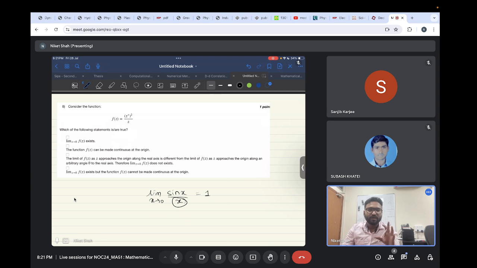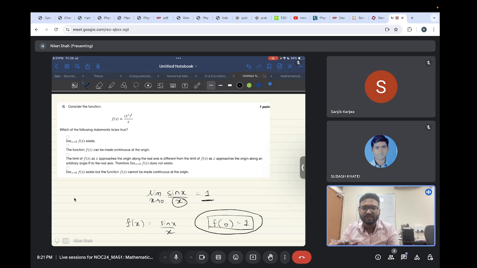Actually, it does not blow up. You just don't know the value. But the claim is that because the limit tends to 1 from all directions, for f of x equal to sine x divided by x, you can define f of 0 equal to 1. Since this limit is 1, you define the value f of 0 as 1. By doing this, you made the function continuous.